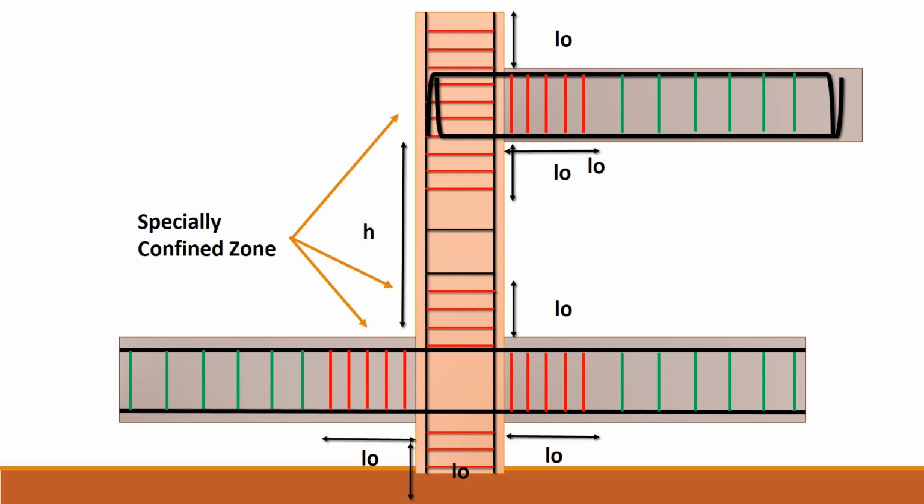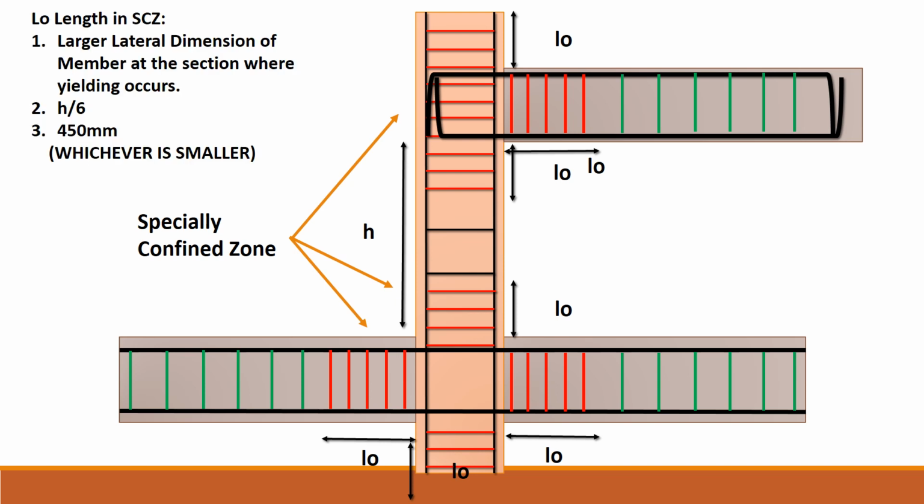Now this zone L0 could be described as that zone which is the larger one of these. First, the larger lateral dimension of the member at the section where the yielding occurs. Second, h by 6, where h is the column height, the unsupported height or the clear span. Third, it could be 450 mm. Now whichever of these is smaller, that is the L0, not larger, it's the smaller one.